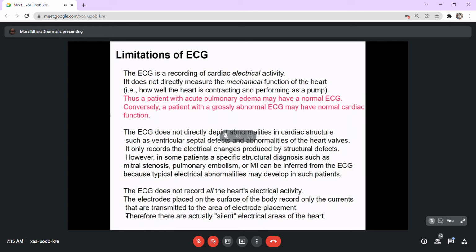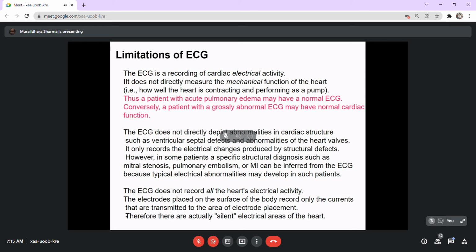So whatever help we may take from the ECG in such conditions would be only indirect help to consider the possible dimensions of the heart, but not really useful. In such conditions, echocardiography would be the more useful investigation than the ECG. And it doesn't really record all the heart's electrical activity.